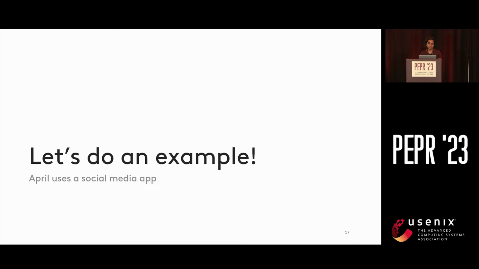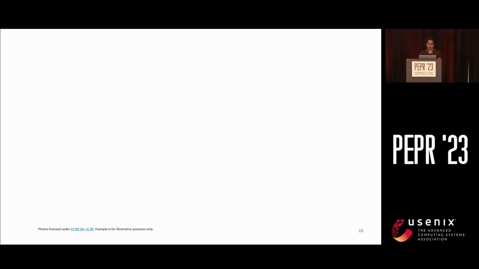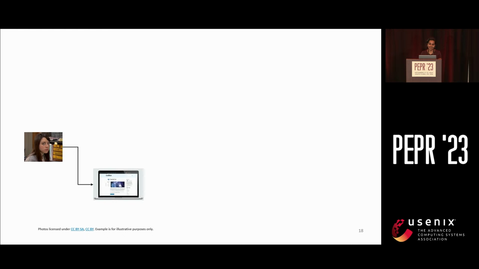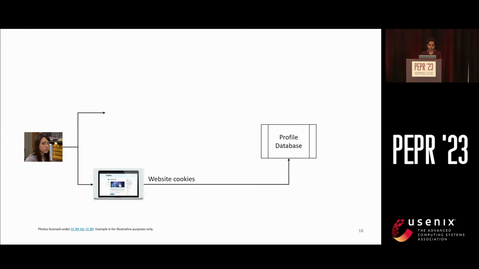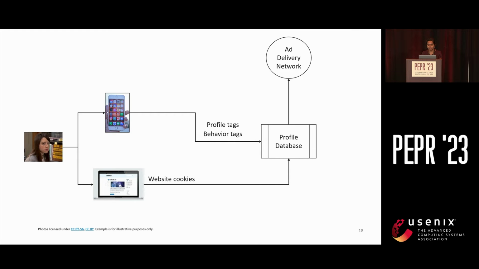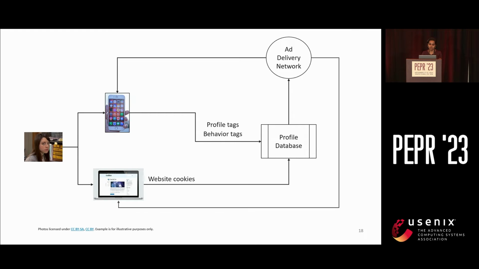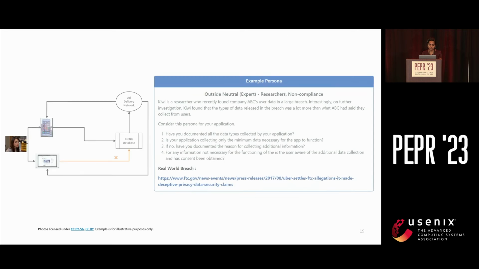So let's do an example. Let's say April is a user who uses a social media application. It's very pared down. This is April, for Parks and Recreation fans. Let's say they use the social media application through the computer or their cell phone, and all of that goes into a combined profile database where they have profile tags, behavior tags, website cookies, etc. From that profile database, it goes to a basic ad delivery network, which runs some kind of analytic and delivers ads back to the website or mobile platform.